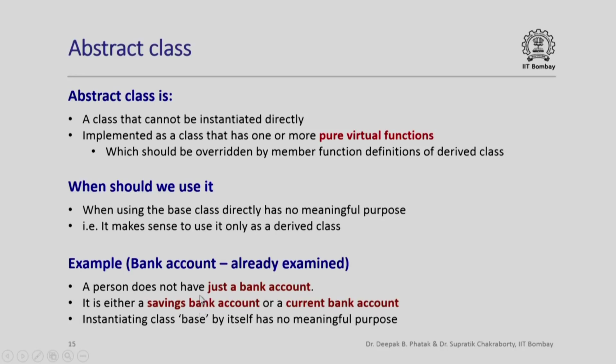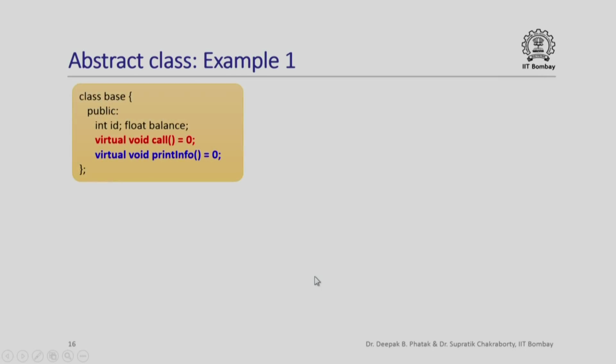And so that is why instantiating the base account by itself has no meaningful purpose, and therefore the base account could be specified as an abstract class. It is always intended that we are going to derive some other classes from it, like a savings class or a current class, and objects are going to be instantiated only for these derived classes, not for the base class. So here is an example.